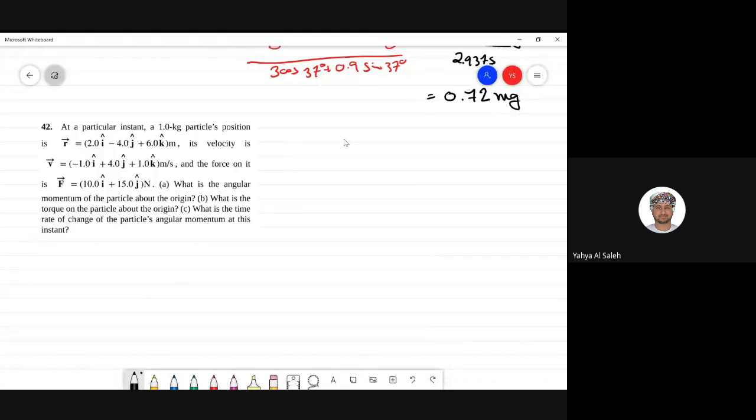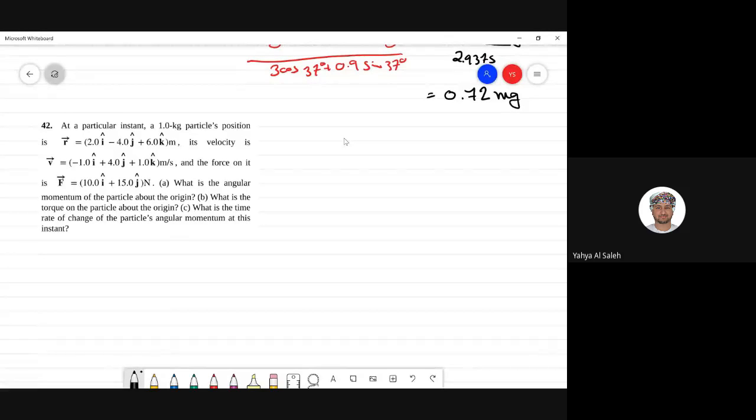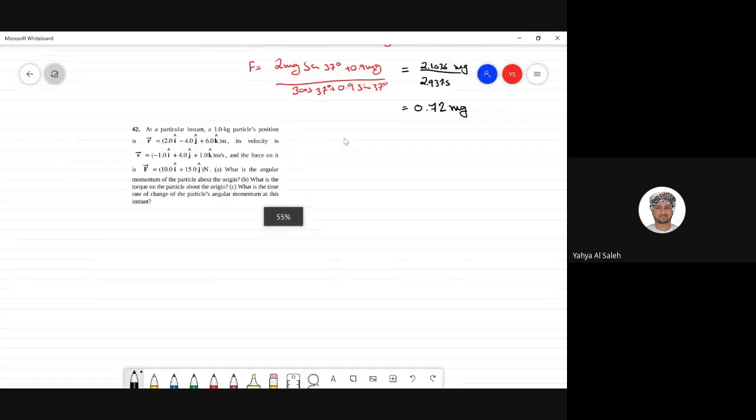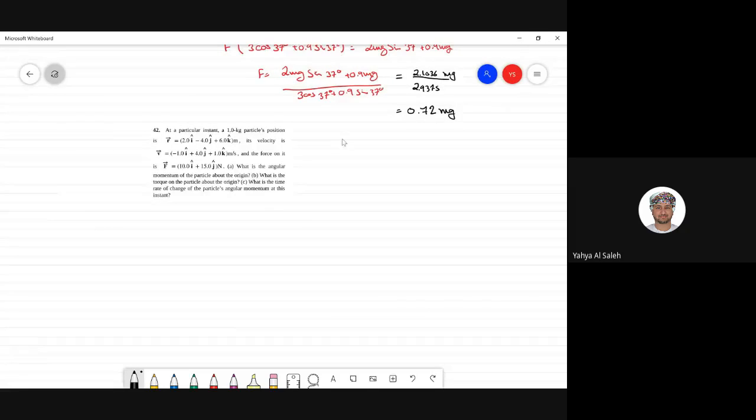Okay, at a particular instant, a 1 kilogram particle's position is r = 2i minus 4j plus 6k meters. Its velocity is v = minus 1i plus 4j plus 1k meters per second. And the force on it is 10i plus 15j newtons. What is the angular momentum of the particle about the origin?